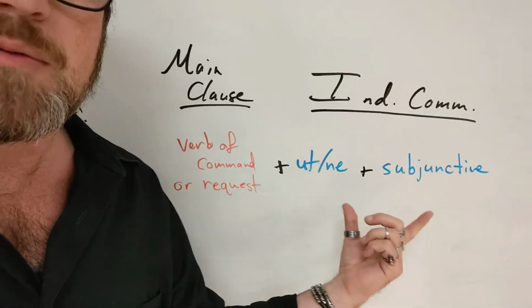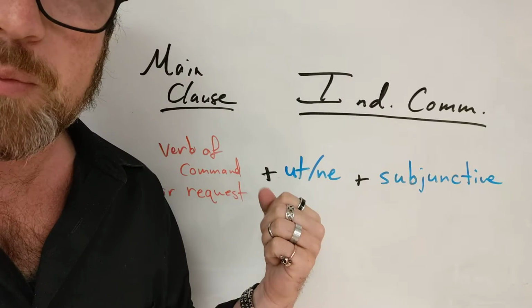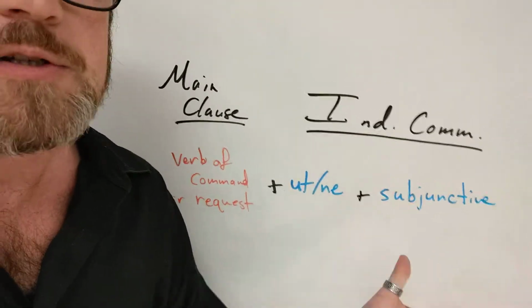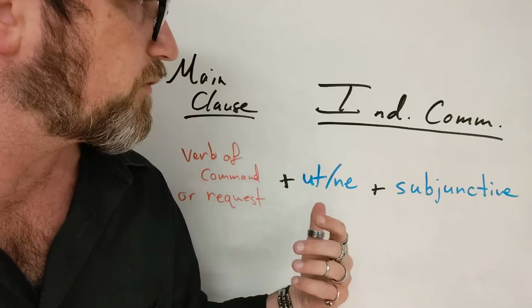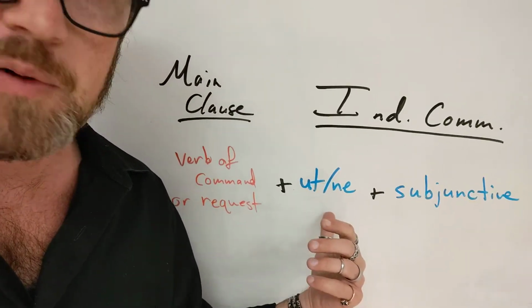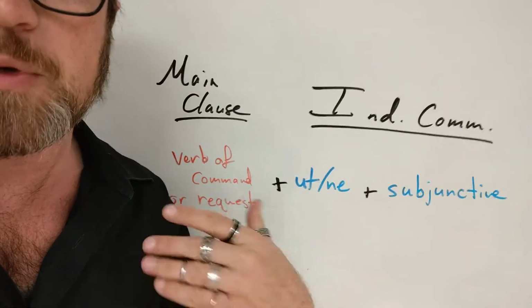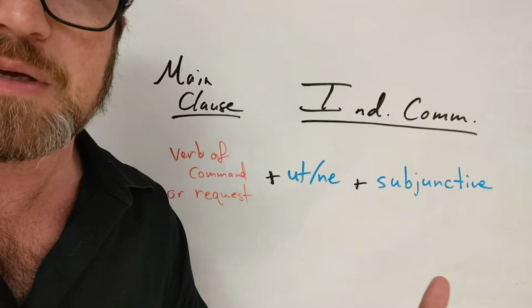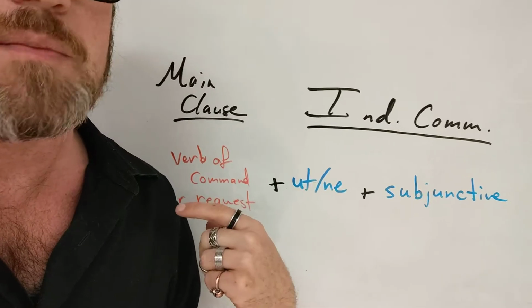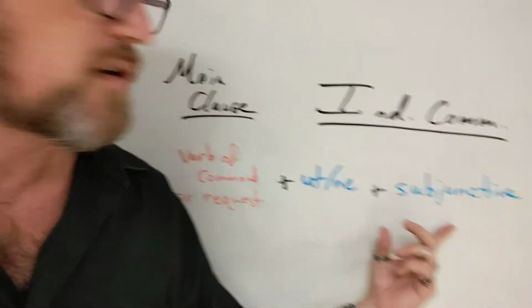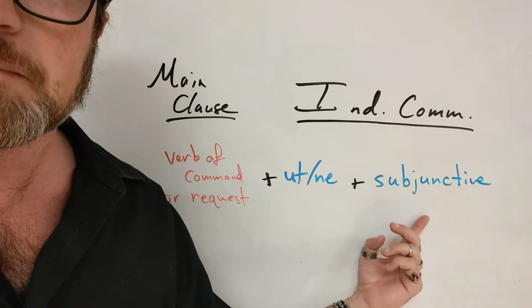Then when you get to the indirect command itself, you have to have your word that starts the indirect command. For an indirect question, it was a question word, an interrogative of some kind. Well, for the indirect command, it's going to be ut, or ne if it's negative. It's ut when you're saying that you told somebody to do something. If you are saying that you told somebody not to do something, then you're going to use ne. And then you're going to have your subjunctive verb, all right?